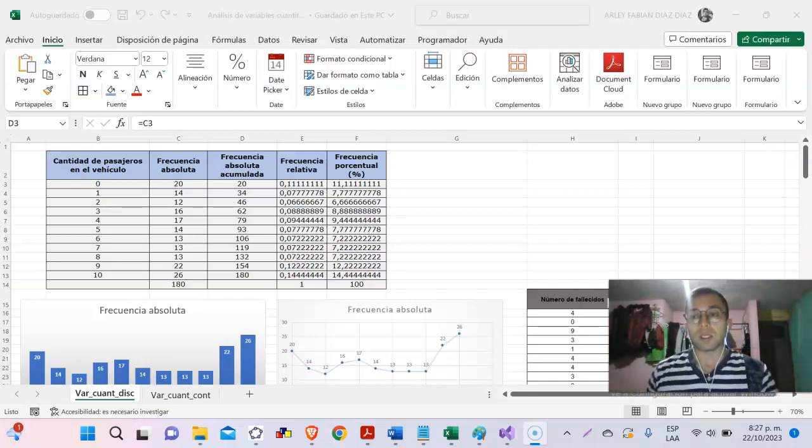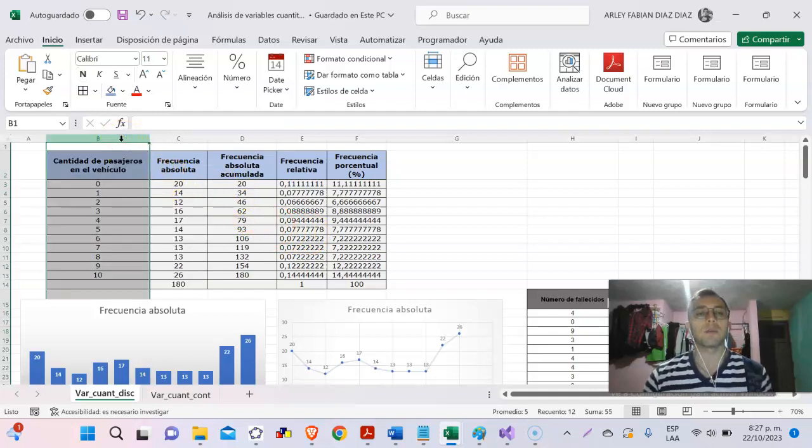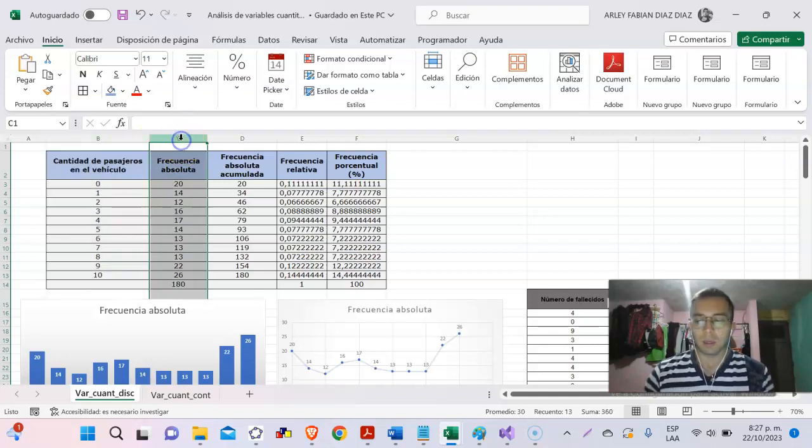Well, in this video I will explain Activity 2, which is a part of Step 3 in the Describe Statistics course. The discrete variable we'll be analyzing is the number of passengers in a vehicle. And here is our frequency table, where the first column contains the values of the variable we are analyzing. The second column represents the absolute frequency, which is the number of times the variable values repeat according to the data table.